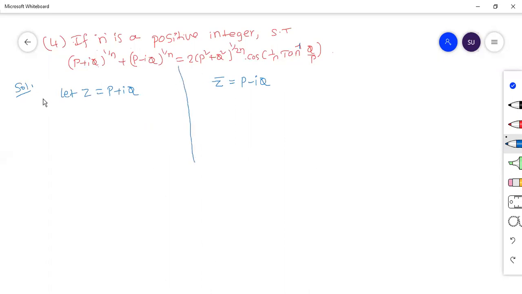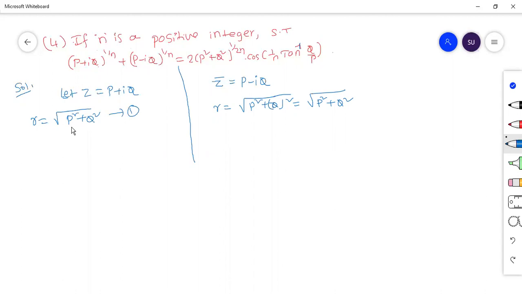Let z equal p plus iq, then clearly z bar is equal to p minus iq. Okay, then what is the modulus of z bar? That is square root of p square plus q square. Here also r means the modulus of z bar, that is square root of p square plus (minus q) whole square, which is equal to square root of p square plus q square. So r is nothing but this; let us consider it as equation number 1.